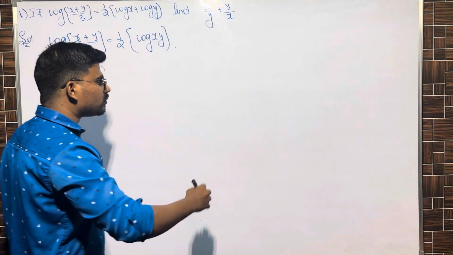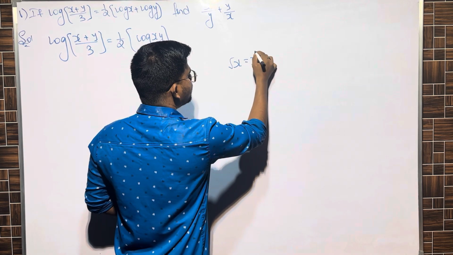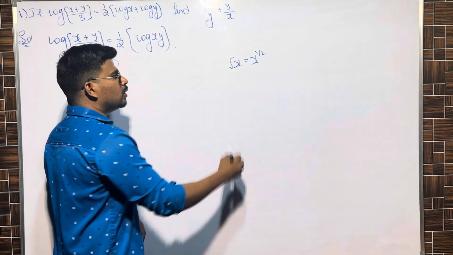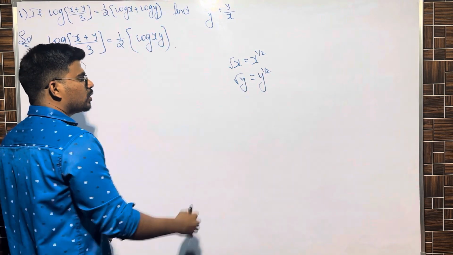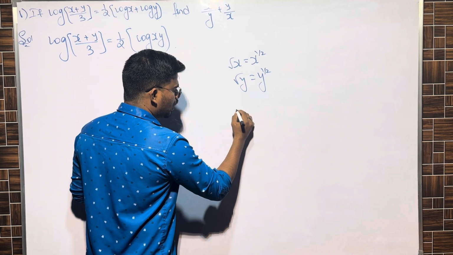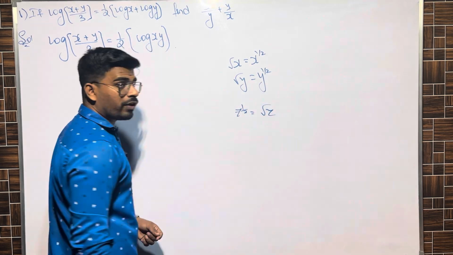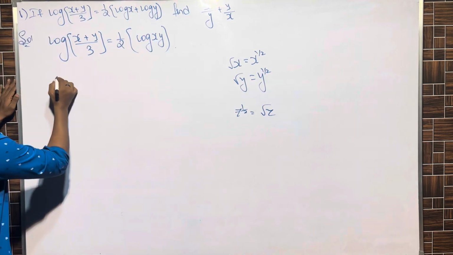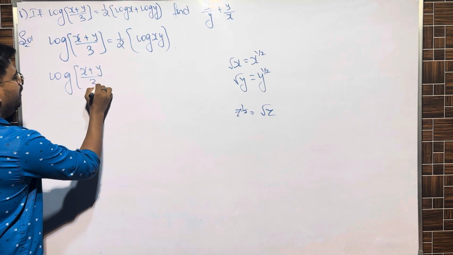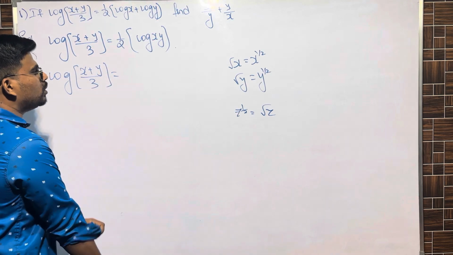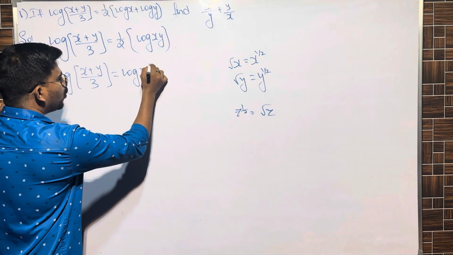Now, one more thing. Root x can be written as x power 1 by 2. Root y can be written as y power 1 by 2. So the same way, if I have z power 1 by 2, it is nothing but root z. Why am I telling this? You get to know this. Here it is log of (x plus y) divided by 3 is equal to log of xy whole power 1 by 2.